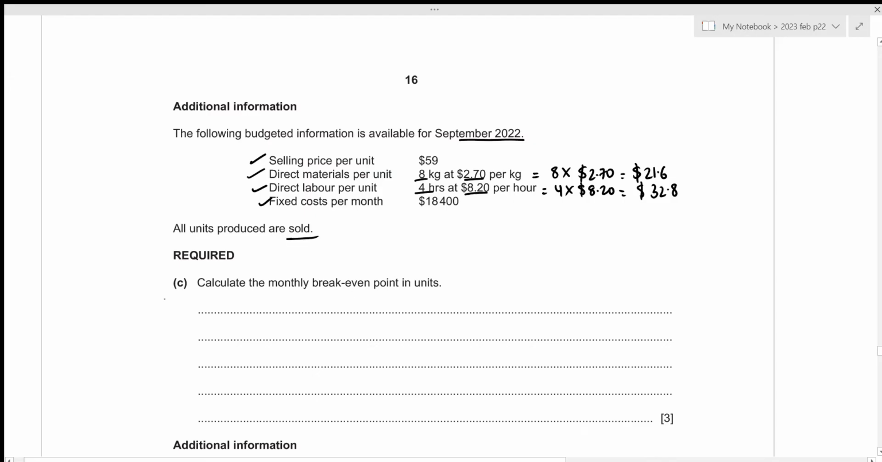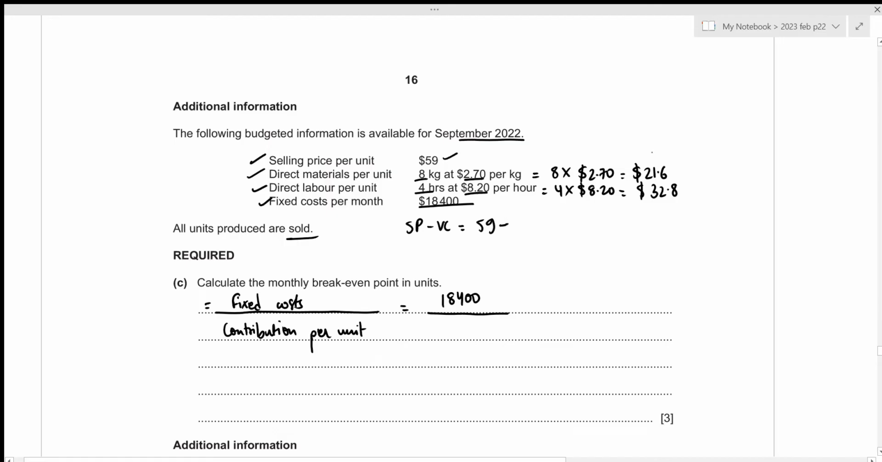We now need to calculate the monthly break-even point in units. So the formula for break-even point is our fixed cost divided by contribution per unit. Okay, we can see that our total fixed cost is 18,400. And the contribution per unit, as we just wrote down in our definition, is the selling price minus variable cost. And the selling price in this case is 59. Our variable cost is direct material, 21.6, and our direct labor per unit, which is 32.8. Which results in the contribution per unit to be 4.6. This results in 4,000 units. That's our monthly break-even point.